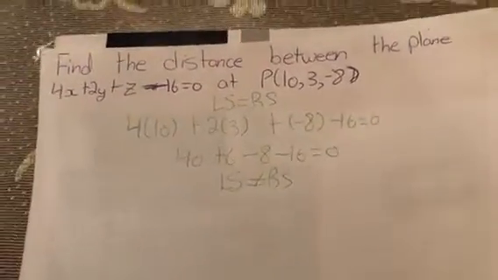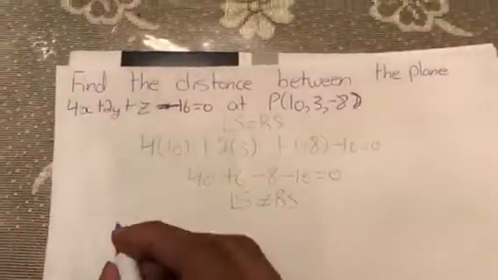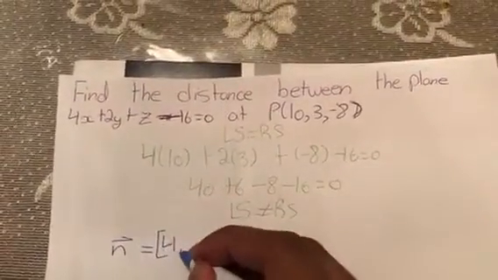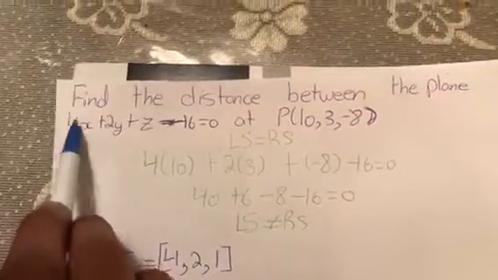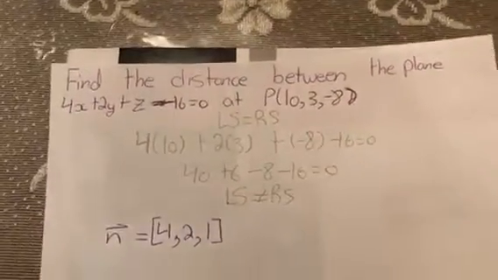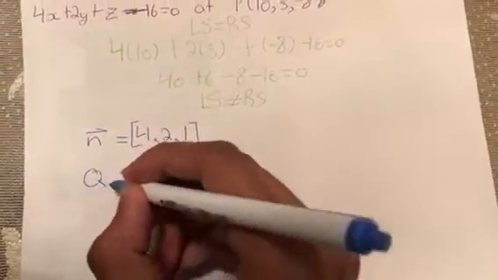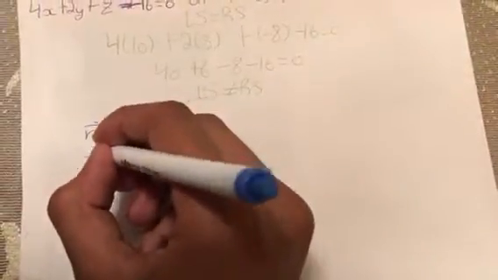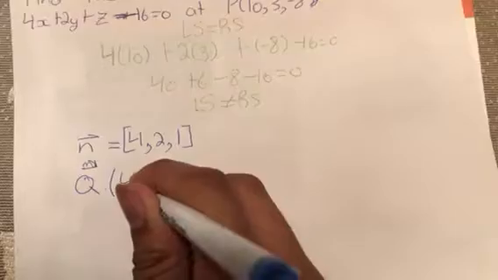Now, a normal vector to the plane can be stated as n vector, which equals 4, 2, and 1. How we get these numbers is we look at our x coefficient, our y coefficient, and z coefficient. Now, from this, we choose any point, let's just call it Q, on the plane, and select arbitrary values for this. So this is just a point. So we will choose x equals 4 and y equals 0.